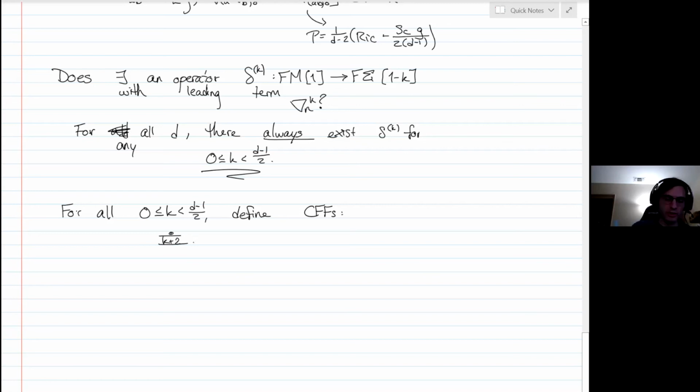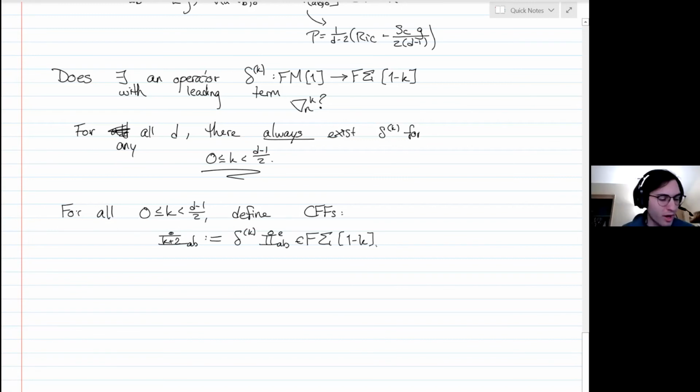It has to be trace-free. This is roughly k normal derivatives on this extension of the trace-free second fundamental form. And this indeed does live in f sigma of weight 1 minus k.